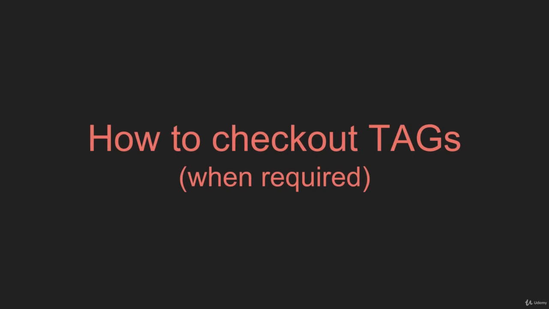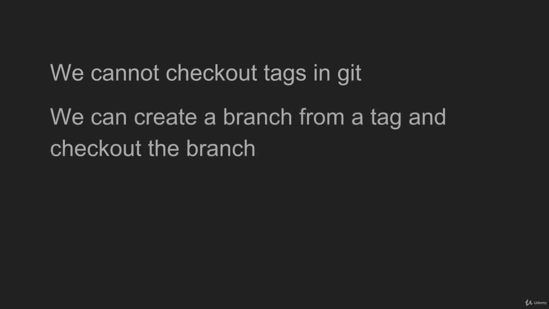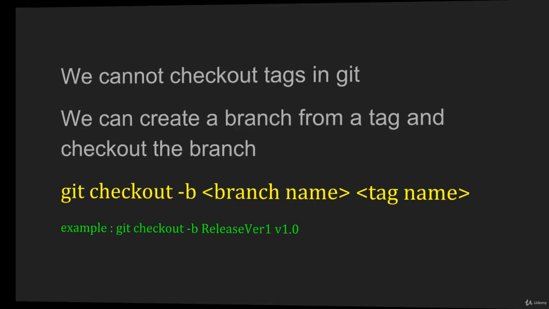How do you check out tags in Git? There is no concept of checking out tags in Git. However, you can create a branch from a tag and then you can check out the branch. For example, if you want to check out the tag version 1.0, you will say git checkout -b and give any branch name and then the tag name. This will check out a branch, and it will have the same state of the repository that you tagged at v1.0.